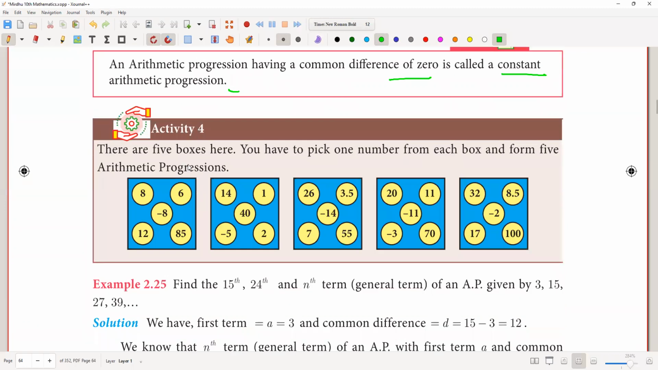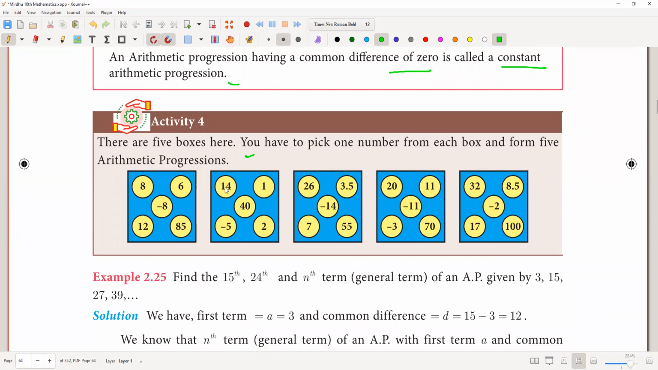There are 5 boxes here. You have to pick one number from each box and form 5 arithmetic progressions. Pick a number, that's A. Pick another number from here, that's B. Add it. 8 plus 14, plus 14, plus 14, you would be getting an AP.